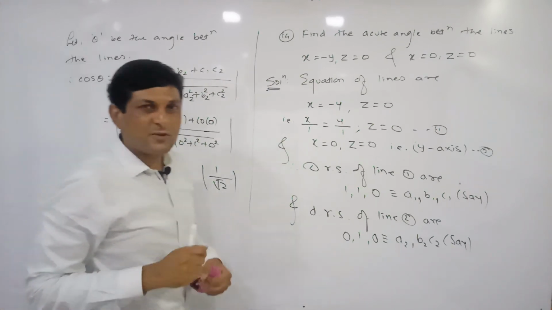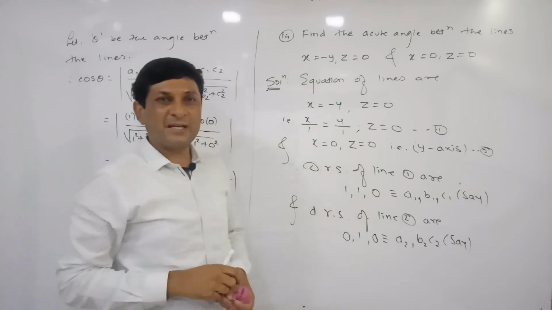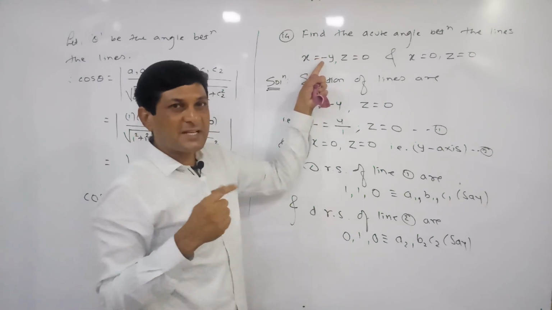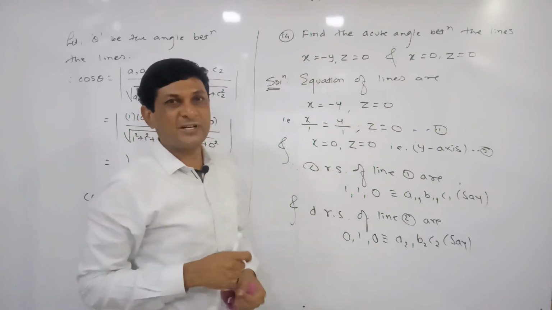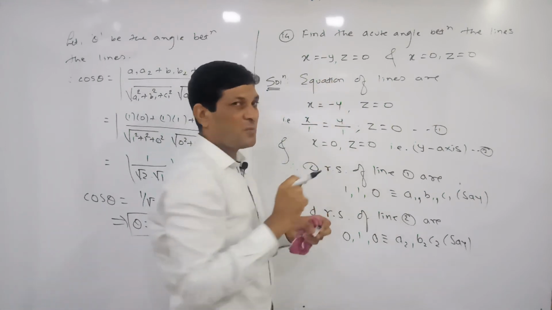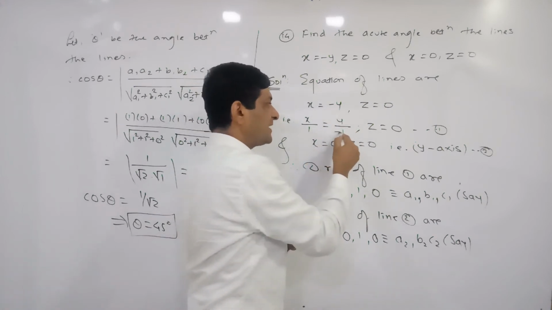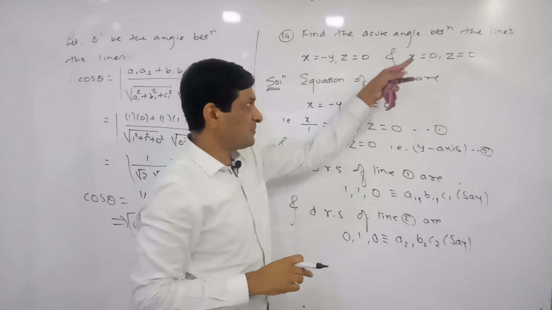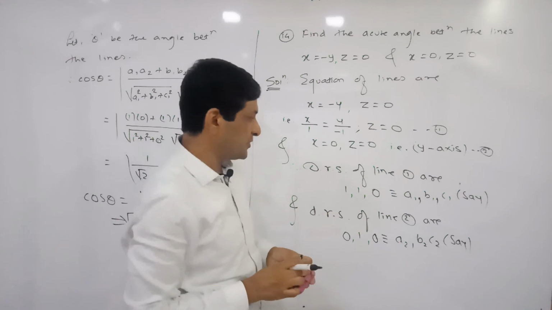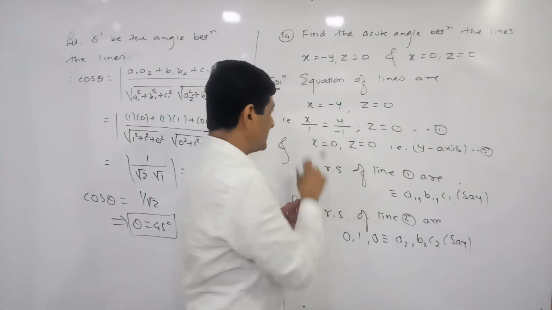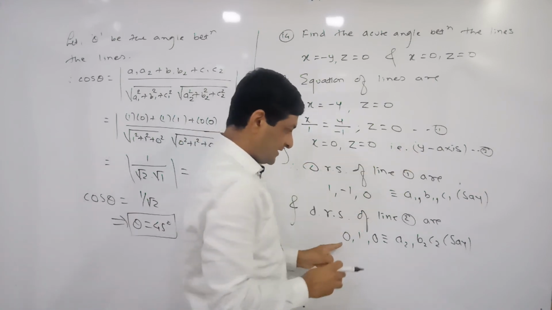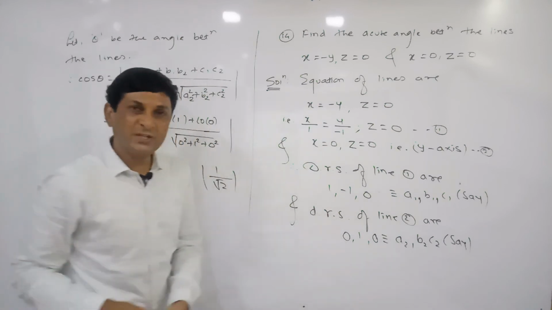So observe example number 14, which is very similar to example number 13. Equations of two lines are given to us here. Only, in the last example plus y was there, and that plus y has been replaced by minus y. So here we have considered minus y. So to make the coefficient of y equal to plus 1, I am dividing the numerator and denominator by minus 1. And this is the equation of the second line, which is nothing but the y-axis, since x and z are equal to 0. So what are the direction ratios of the first line? 1, minus 1, 0, and the direction ratios of the y-axis are 0, 1, 0.